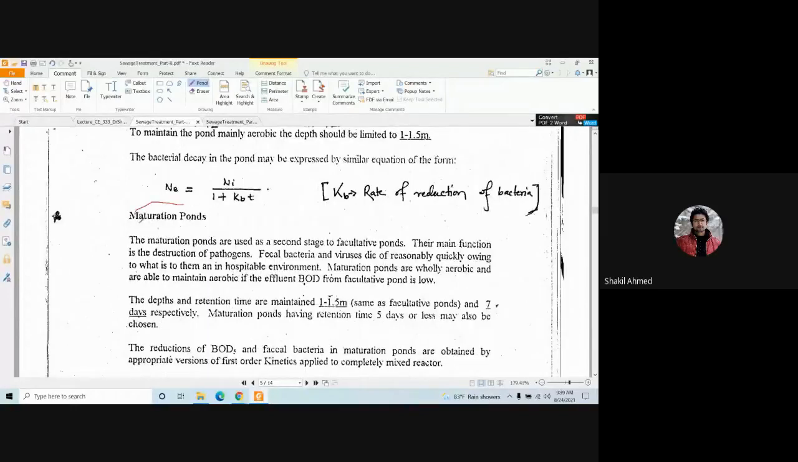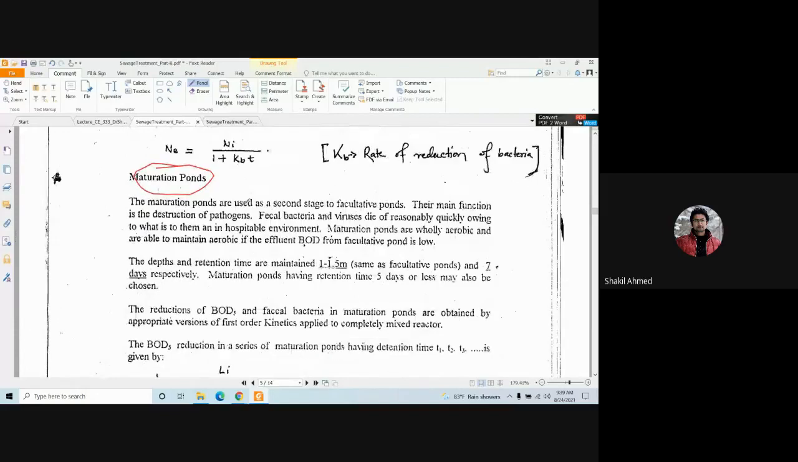Now in the maturation pond, let's talk about the maturation pond. The maturation ponds are used as a second stage to the facultative pond. Their main function is the destruction of pathogens. Fecal bacteria and viruses die off reasonably quickly because they have a hospitable environment. Maturation ponds are wholly aerobic and are able to maintain aerobic conditions if the effluent BOD from the facultative pond is low.